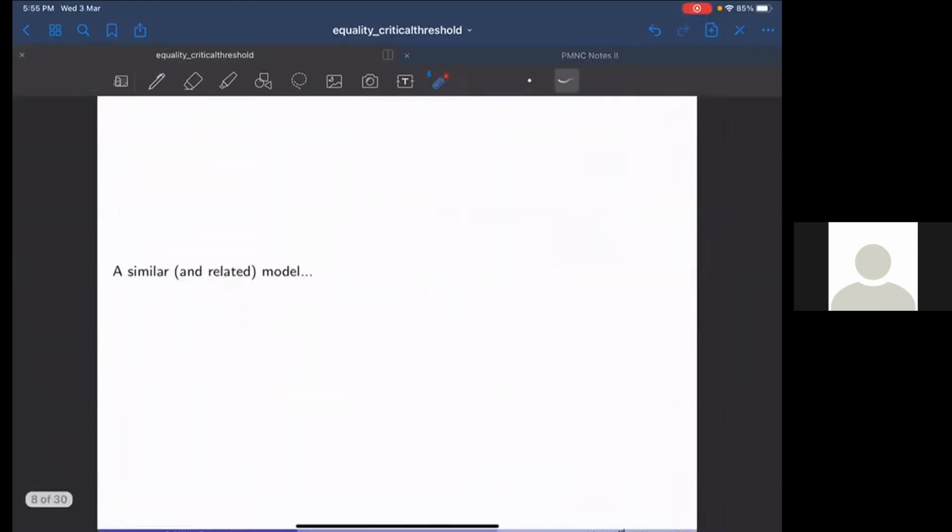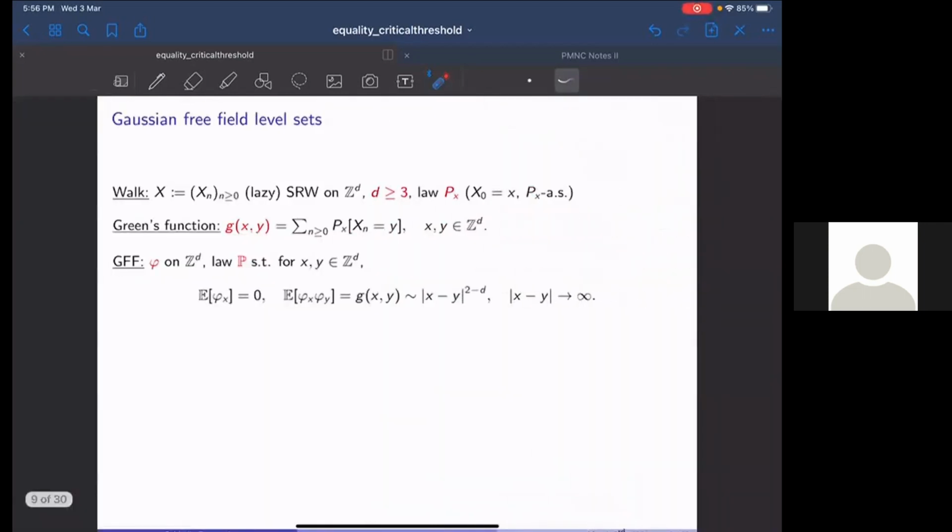let's go to the model that we'll actually spend time with in this course, which is a relative model and has very interesting properties, and arguably, in a certain sense, more tractable. This is the so-called Gaussian free-field level sets. So what is it? Again, it's something related to random walks. You start with a lazy simple random walk on Z^d. We'll denote by P_x its law.